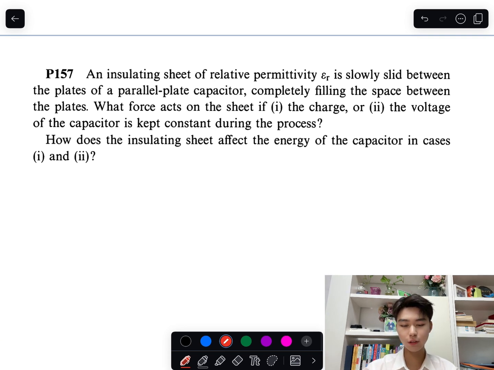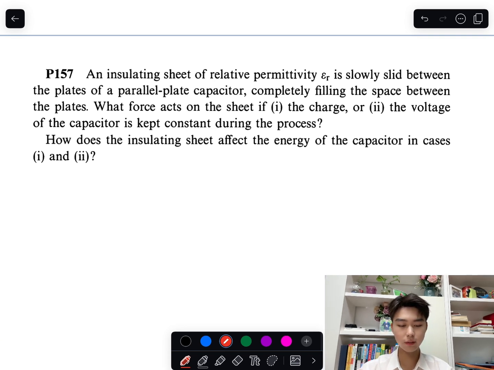An insulating sheet of relative permittivity epsilon r is slowly slid between the plates of a parallel plate capacitor, completely filling the space between the plates. So what force acts on the sheet if the charge or the voltage of the capacitor is kept constant during the process?